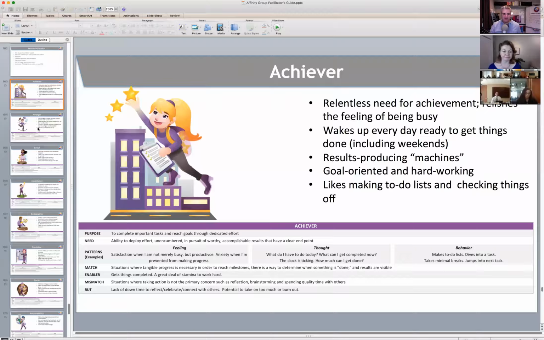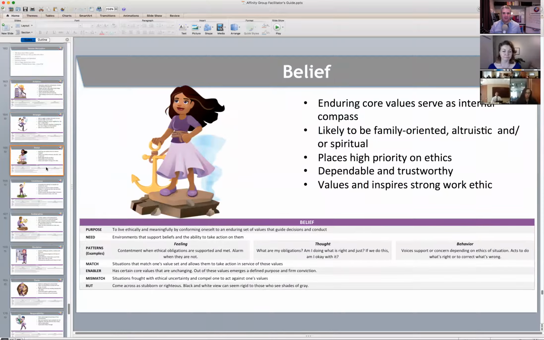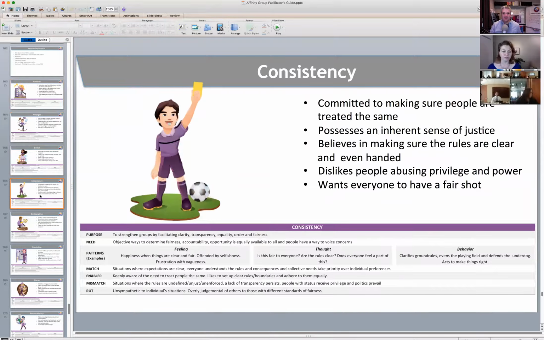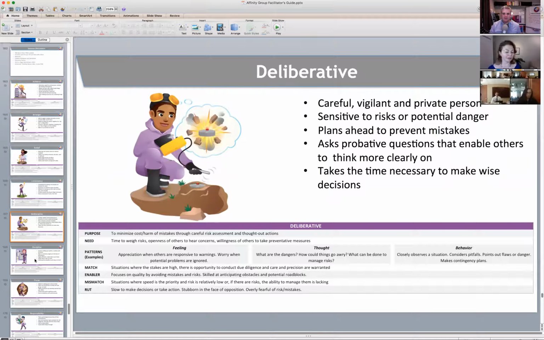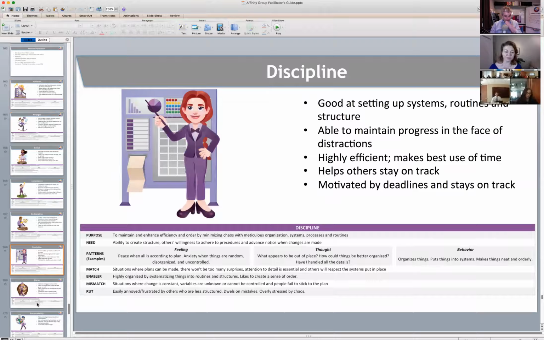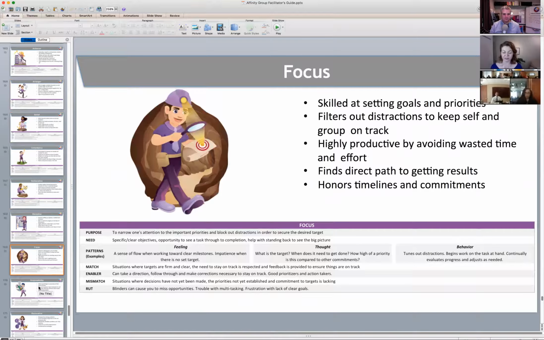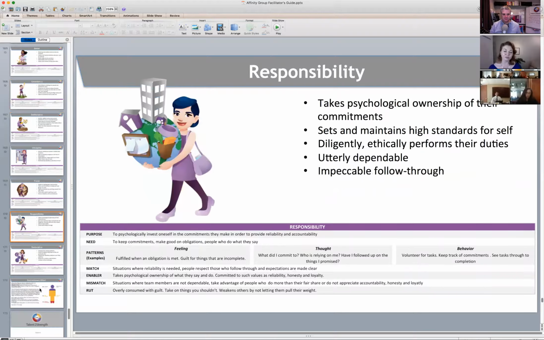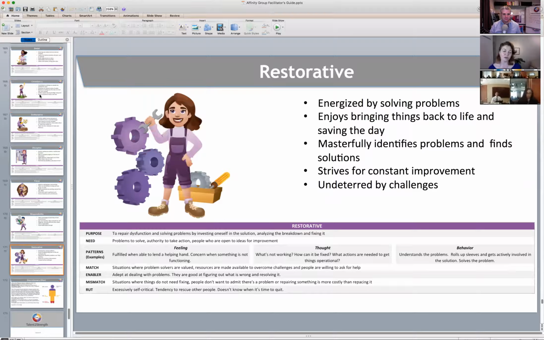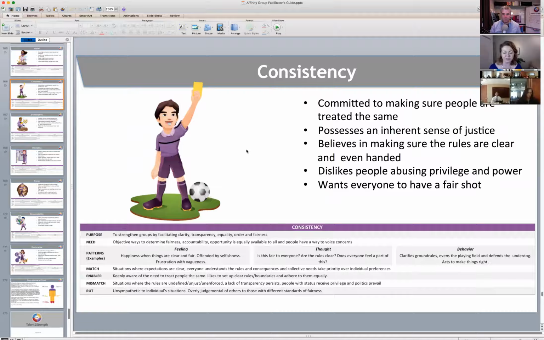Okay. All right. We have achiever, arranger, belief, consistency, deliberative. I have a question to start off. Chris, if you feel comfortable, I remember you said you and your wife share consistency. Does that show up in different ways for the two of you? Is there some overlap? You don't have to answer, but if you'd like to. No, I think there's a lot of overlap actually. We treat people the same way. Honestly, there's really not a lot of difference there.